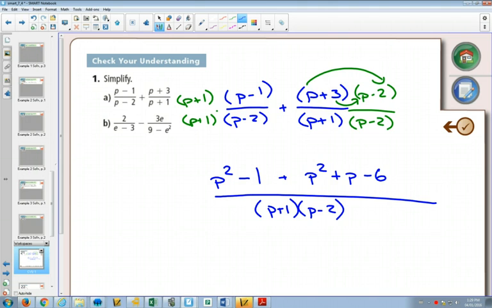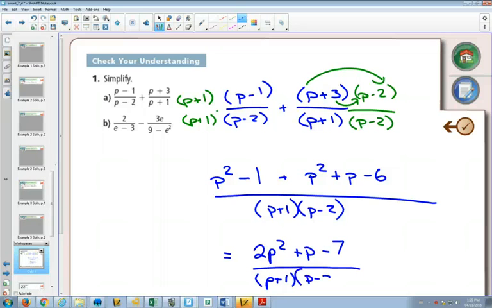And now, do we have any like terms on the top? Yes, we do. 2p squared plus p minus 7 over p plus 1, p minus 2. Then you'd have to check if you could factor the top or not. And in this case, you can't factor the top. So you would leave your answer like this.